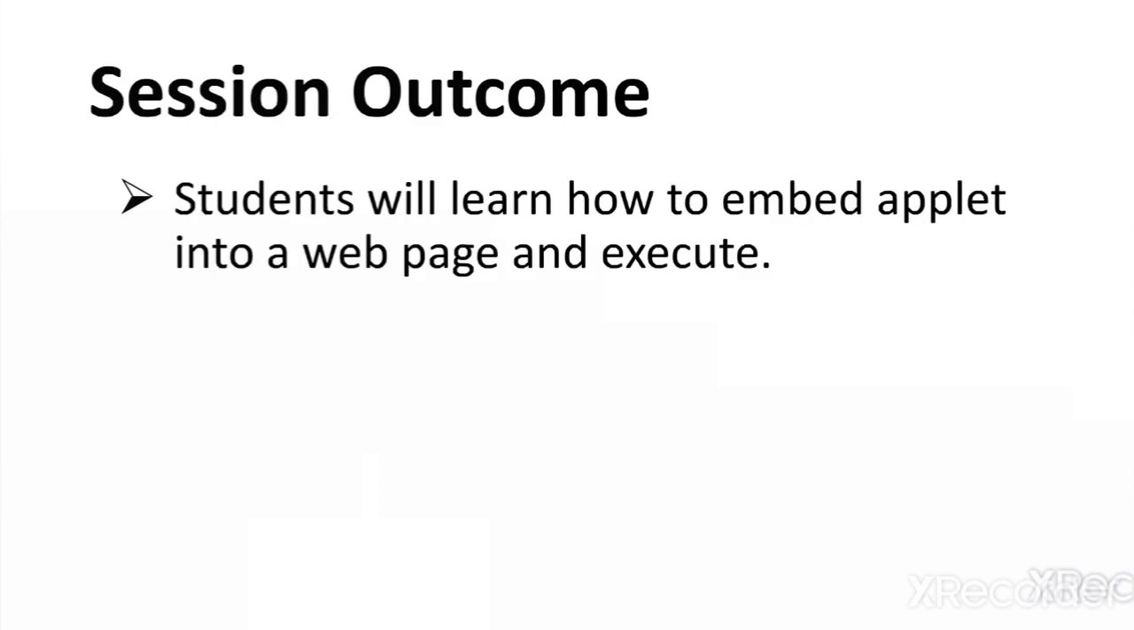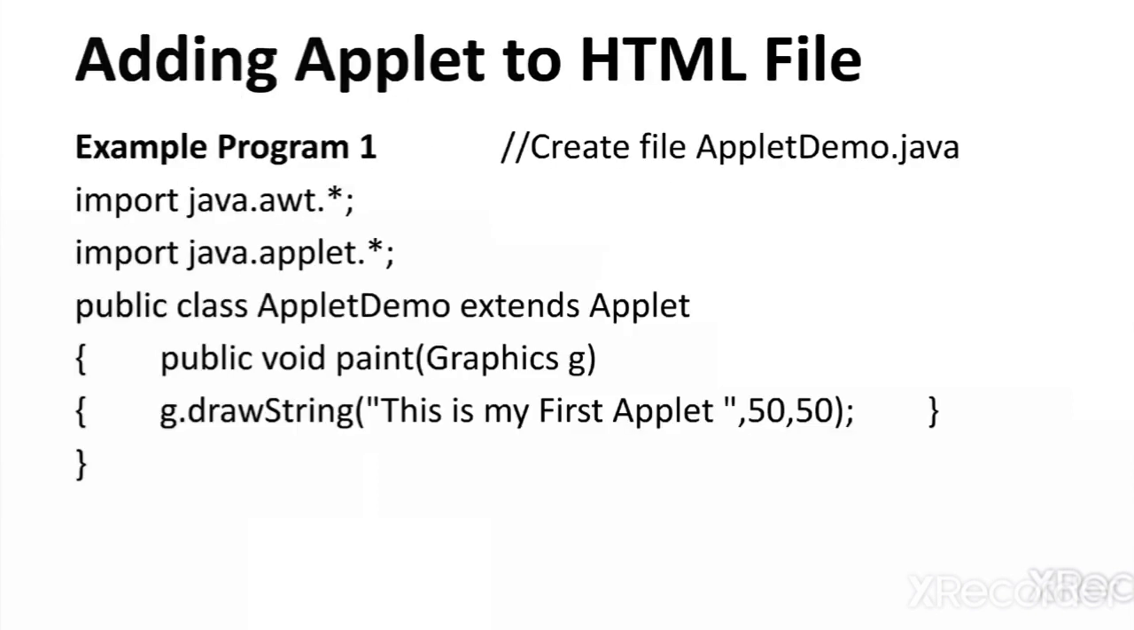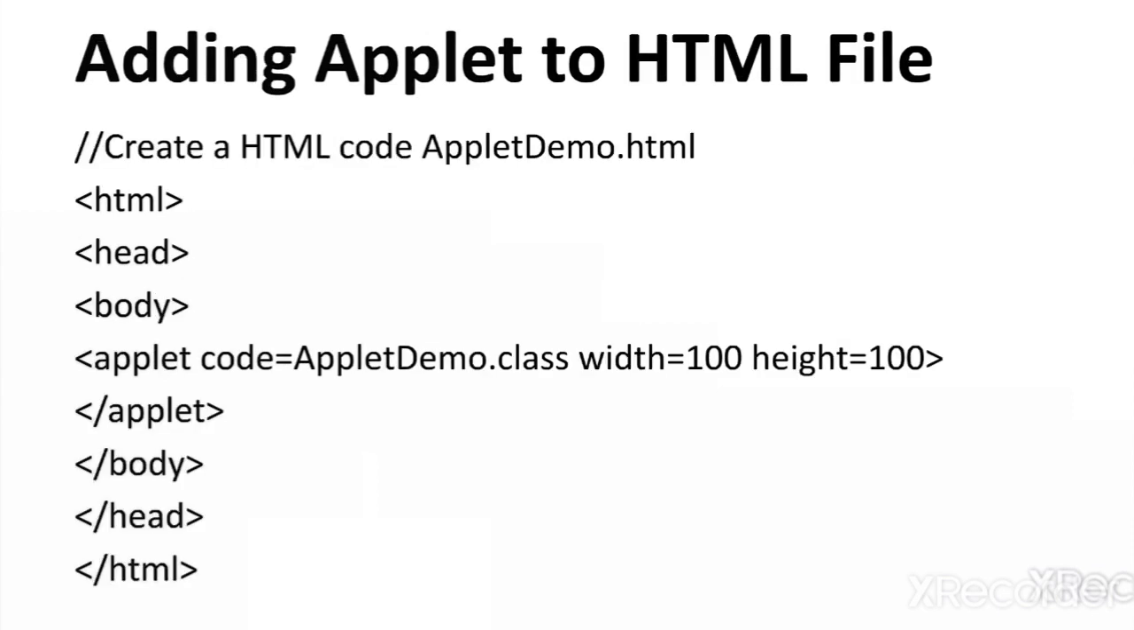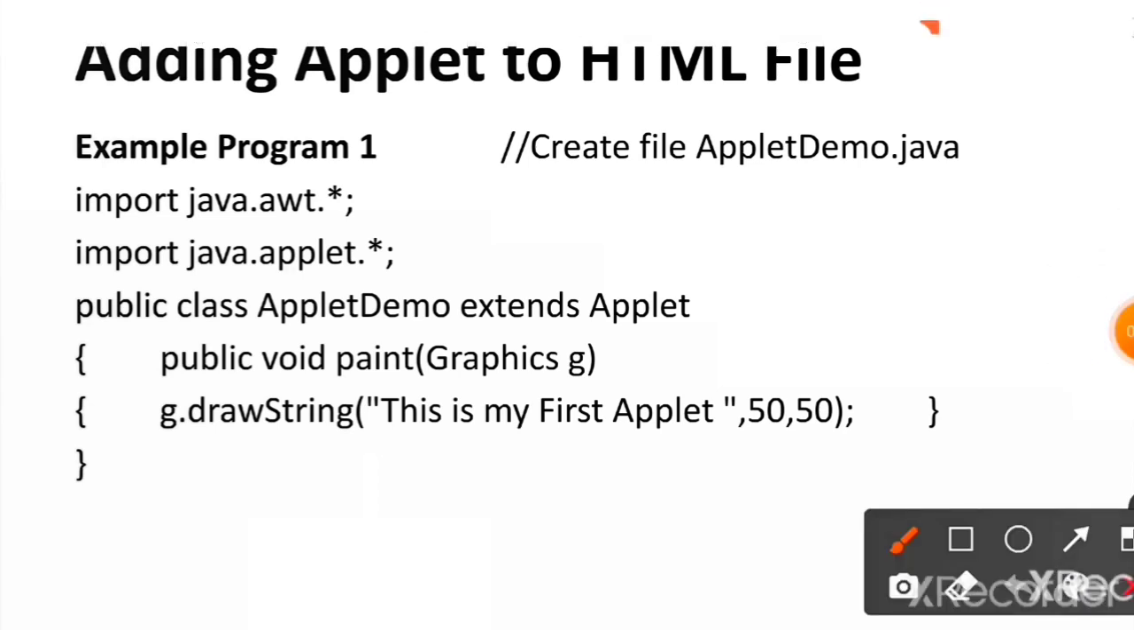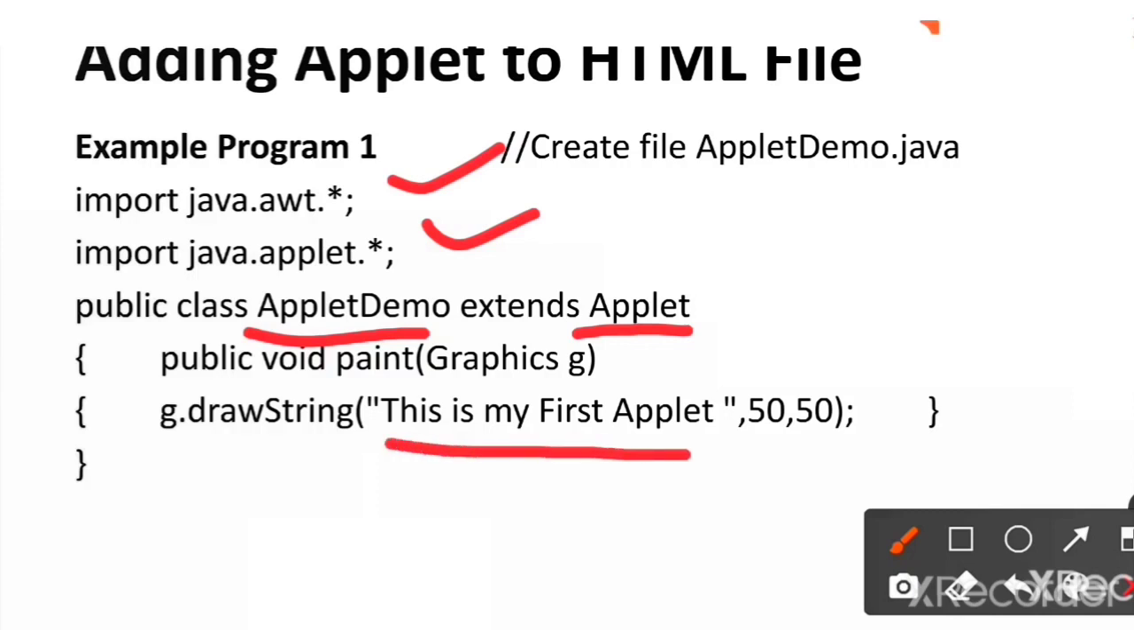So here in this slide, I have taken an example of an applet program. As usual, we have imported two packages, that is the AWT package and the applet package, to our current program, and then created a class AppletDemo which extends the Applet class, and within this AppletDemo class have included a paint method to display a string, that is, "This is my first applet." So this has to appear on the output window.